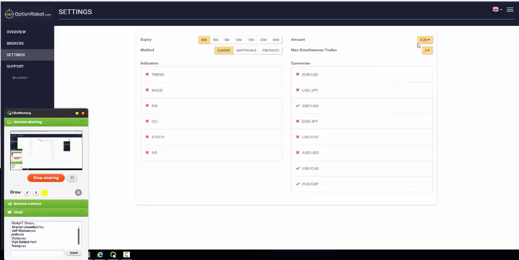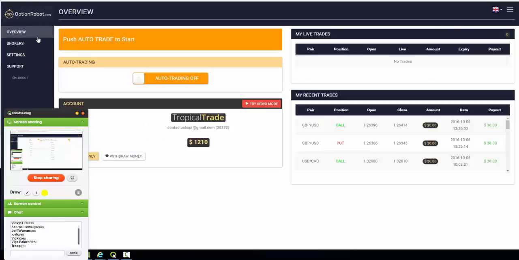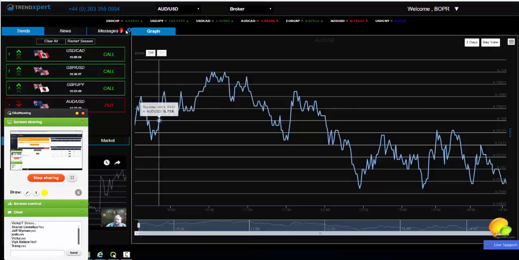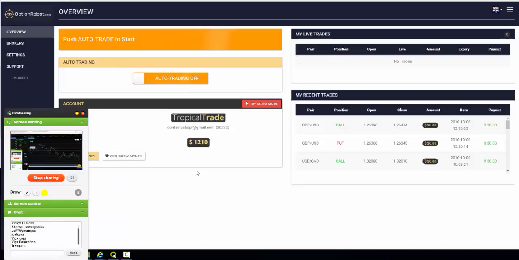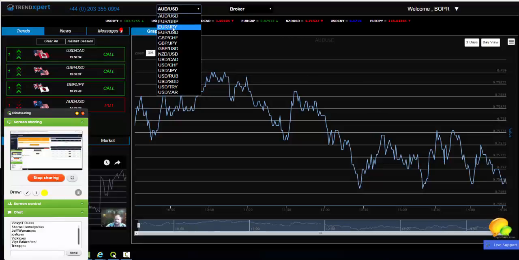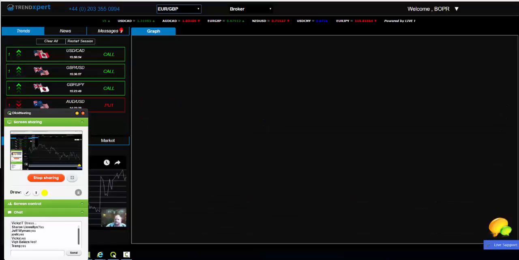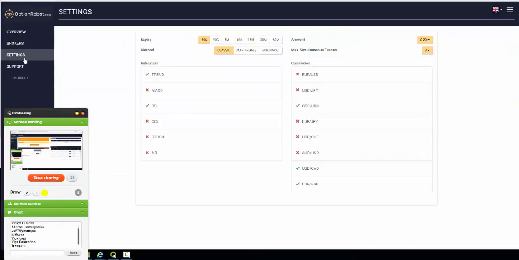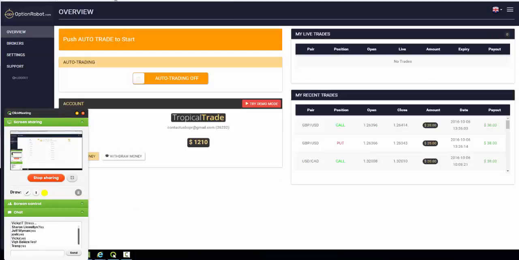Simultaneous trades free, $20 trades, 60 seconds, classic. I'm going to be personally using trend, and I'm going to be turning on the RSI once again. Okay, so let's get to it. What we're going to be doing, guys, is having a look at these 3 currency pairs in particular on the Trend Expert. Let's go back to settings so I know what we're doing: GBP USD, USD CAD, and Euro GBP.